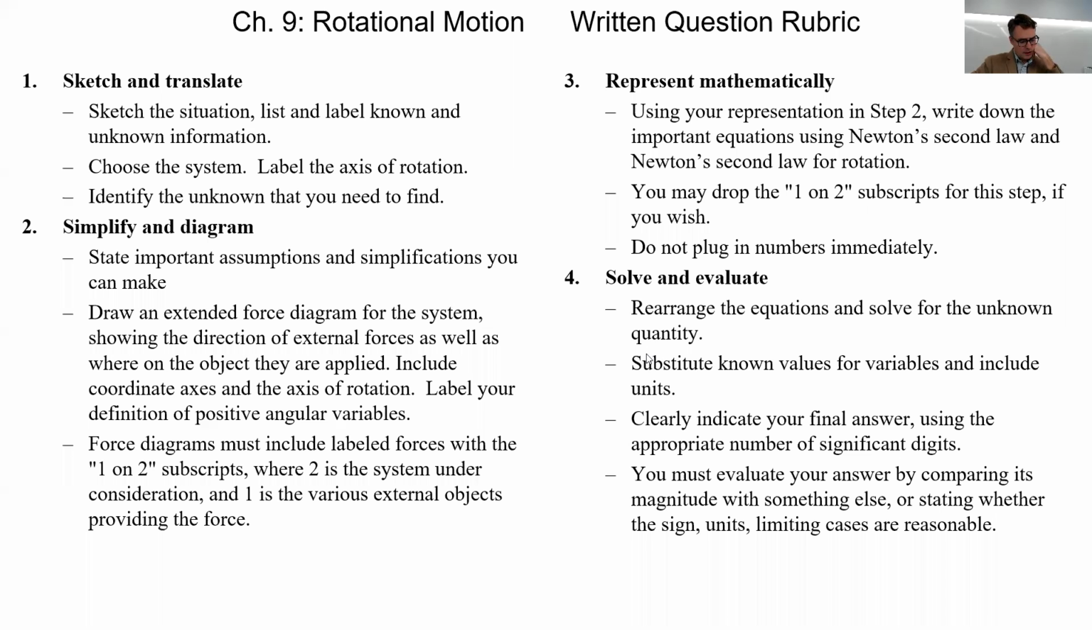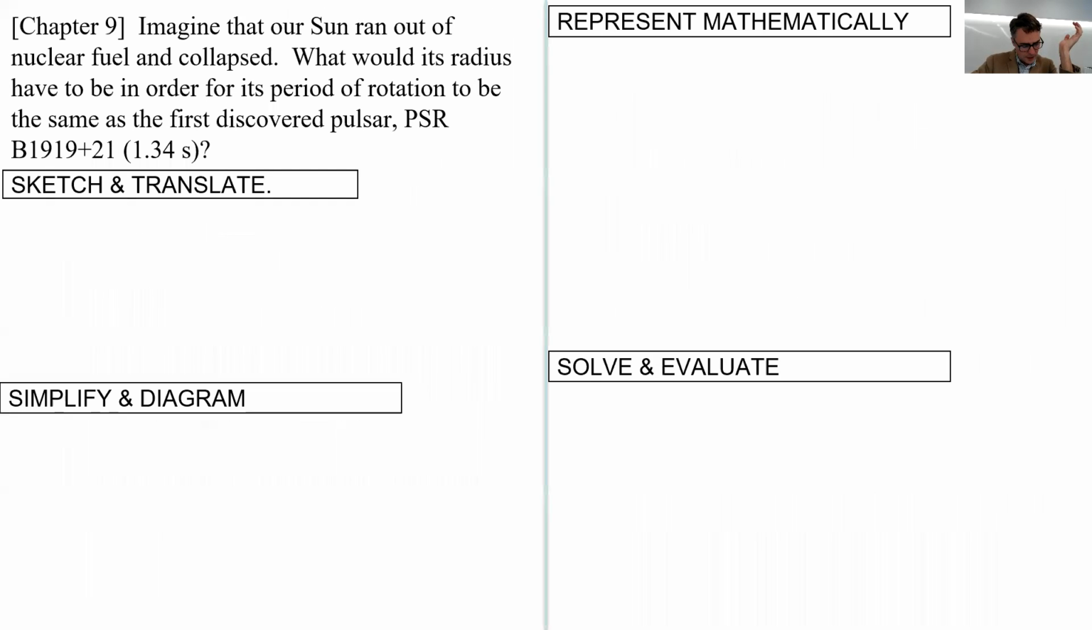This is showing the rubric for chapter 9 questions on rotational motion. And there's lots of different kinds. It gets a little more vague in chapters 9, 10, and 11 because there's a lot of different representations you can do. But basically, let's just do one.